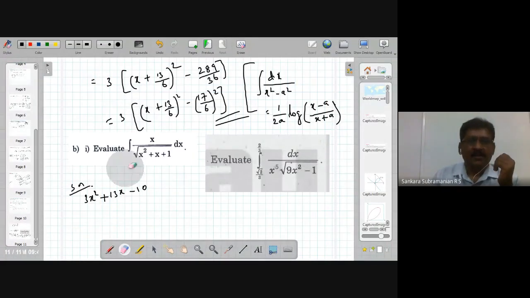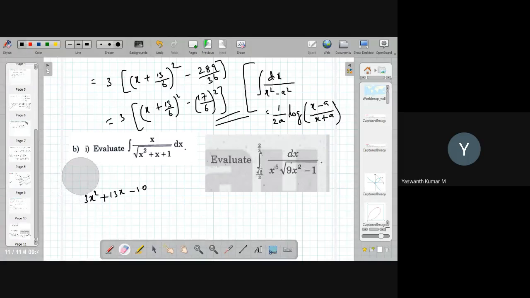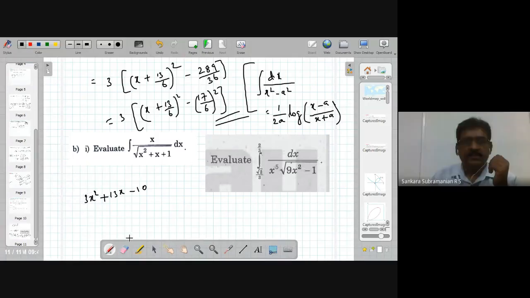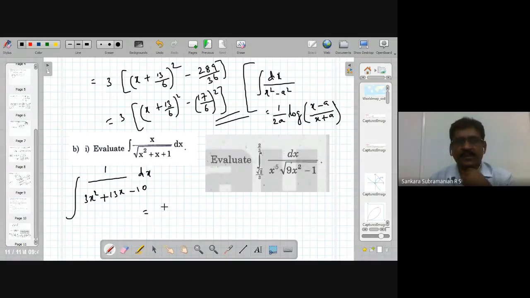Now let us come to the problem. So the integral of 1 by this into dx is equal to 1 by 3 can be taken out. And the integral of this is dx by x plus 13 by 6 the whole square minus 17 by 6 the whole square.